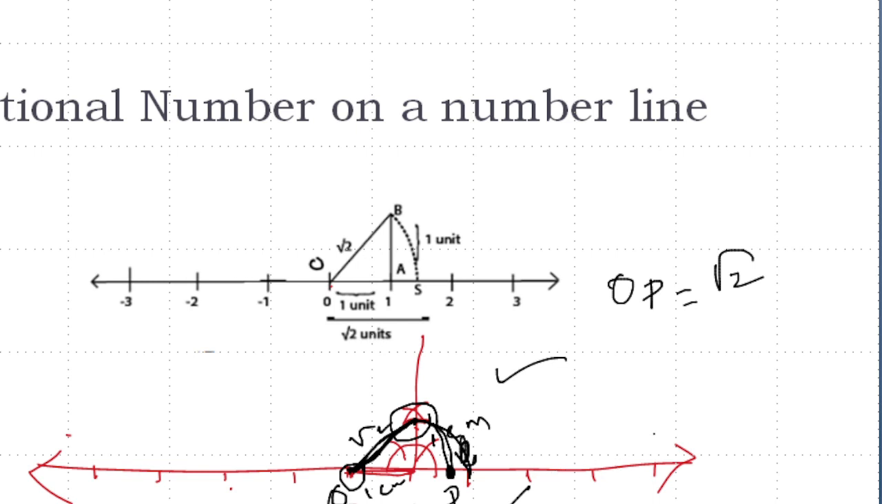Now take another example. For example, if we want to see √5, how is it coming? √5 is coming from 4 plus 1. You know 4 is 2 square, and this is 1 square. So for that reason 4 plus 1 will give √5.